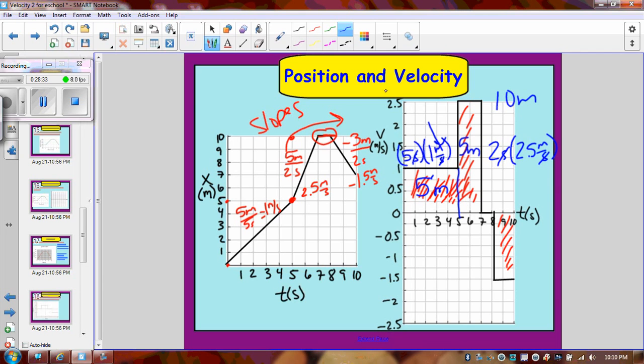Let's just compare and see if that actually makes sense. For the first 7 seconds on this graph, where did we end up going? We ended up going from 0 all the way up to 10. So that makes sense.